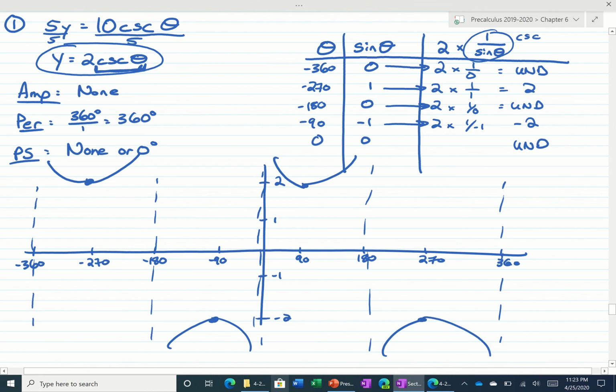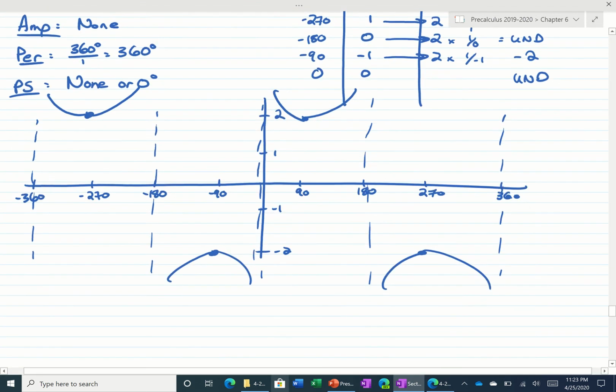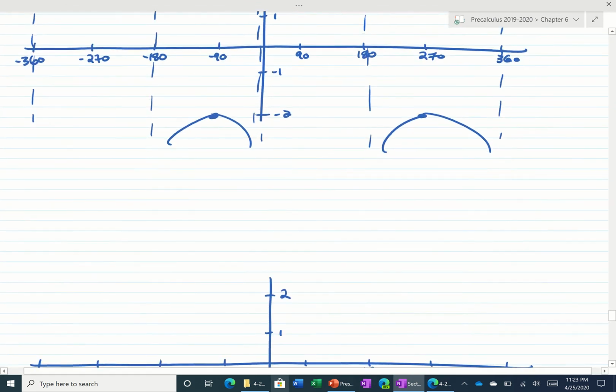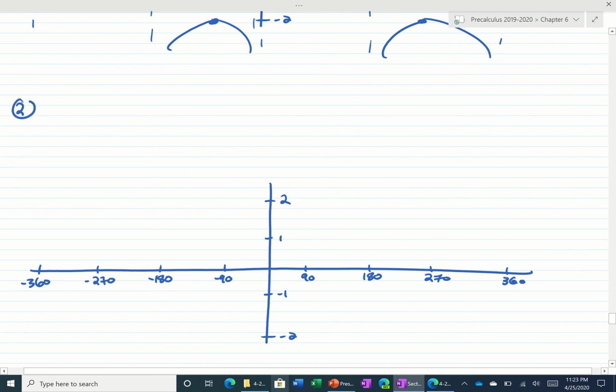On your homework, it's going to be cotangent, so you would just do the same thing. You'd find tangent, and then when you go to graph it, you do 1 over that. All right. Second problem I wanted to go over with you is how to graph y is equal to the secant of theta minus 90 degrees.